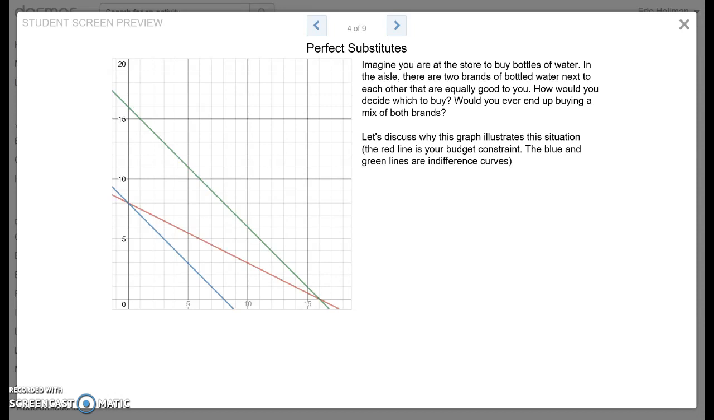Here we have two goods. This is the situation you want to imagine. You're at the grocery store. You need to buy bottled water, so you're in the bottled water aisle. How do you decide which brand to buy? Let's say, for purposes of this example, all bottled water tastes the same to you. You don't really have a preference. So when you are in the aisle, how do you choose which brand of bottled water to buy? And would you ever end up buying a mixture of two different brands?